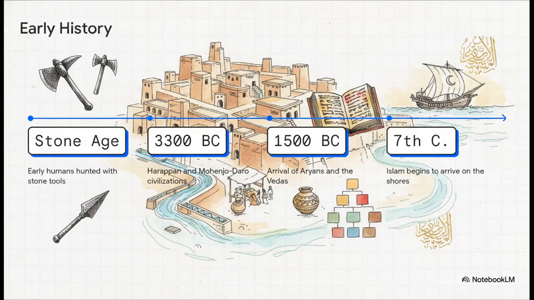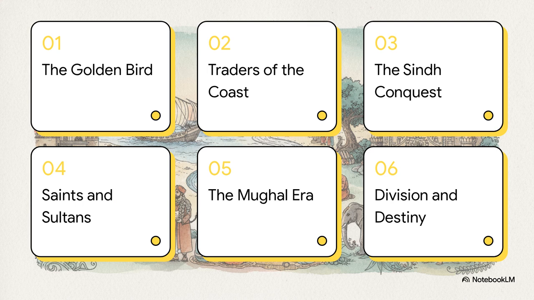All right, let's literally fast forward through early history. From Stone Age hunters, we leap to 3300 BC and the brilliant Harappan civilization in the Indus Valley, complete with advanced city streets and bustling markets. By 1500 BC, the Aryans arrive, bringing the Vedas and a strict hierarchical caste system, with Brahmins, Kshatriyas, Vaishyas, and Shudras. This sets the social stage right up to the 7th century, when a completely new ideology, Islam, reaches these shores. So, let's move to our roadmap and see how this builds.